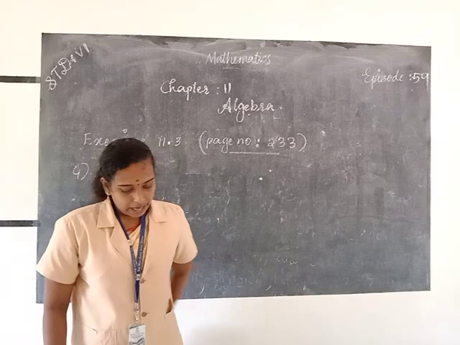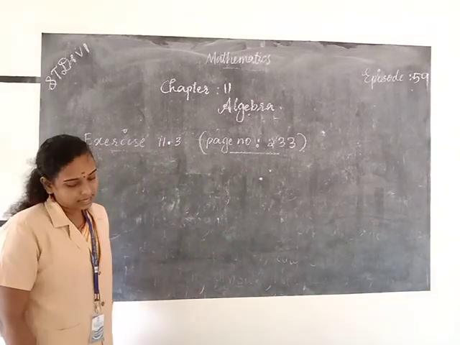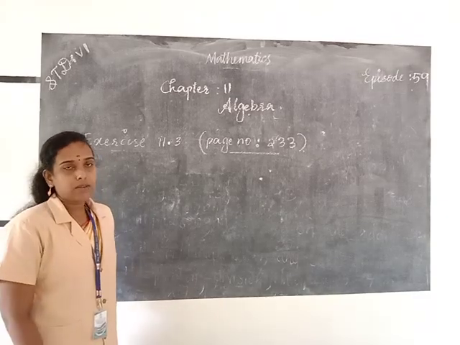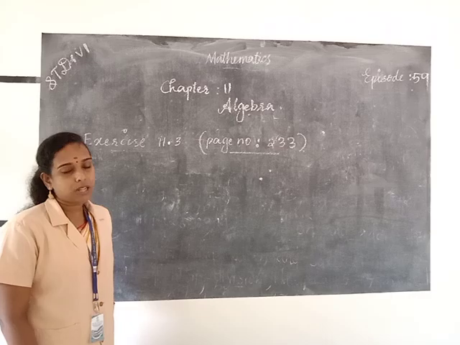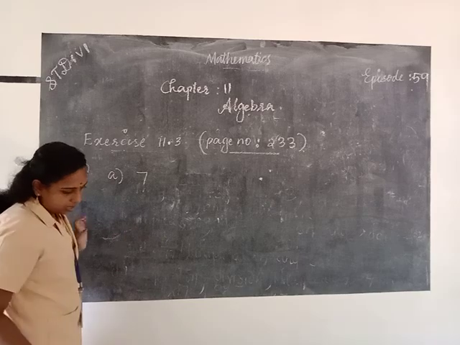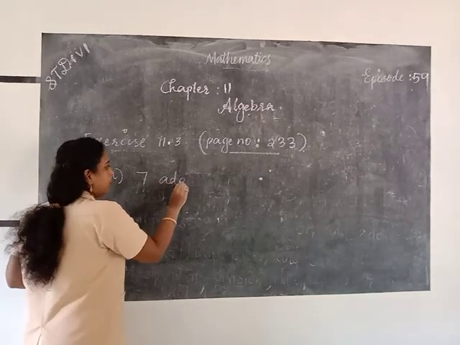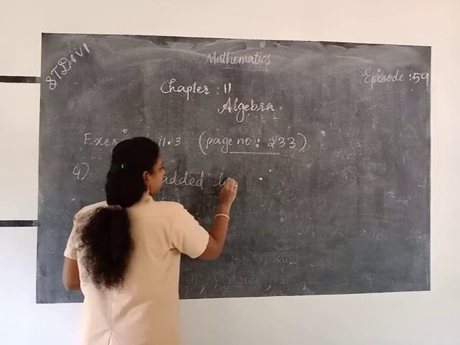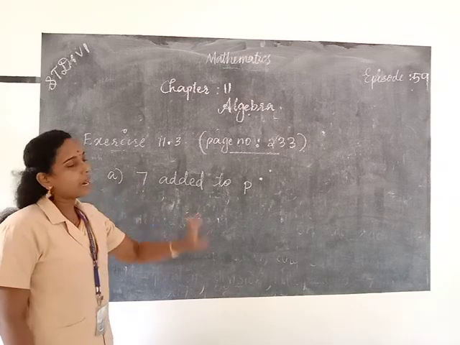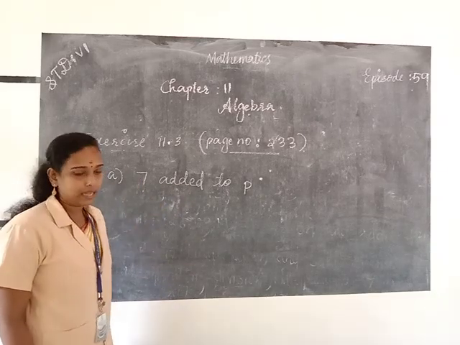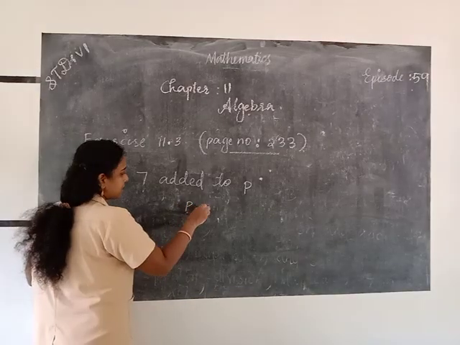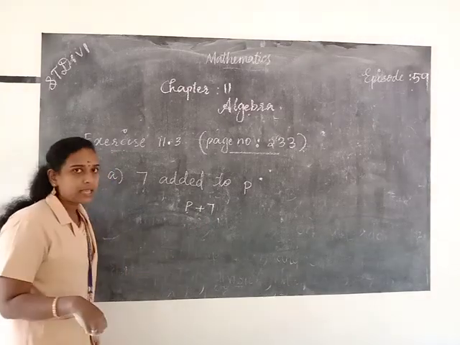Question number 4. Give expressions for the following cases. So here some statements are given. We want to write the expressions for the following. And the first one is 7 added to P. Which means the variable is P and 7 is added to P. So here the given operation is addition and 7 is added to P. So write the variable P, then add 7 to the variable P, that is P plus 7.